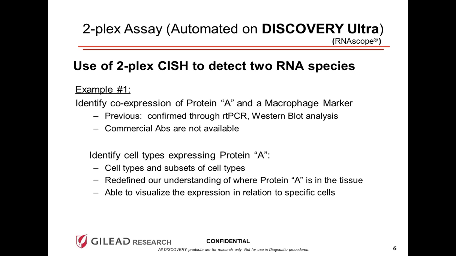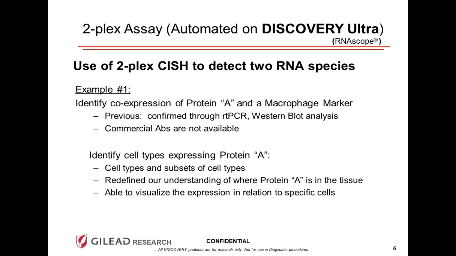We knew that protein A was expressed by macrophages. This was done through orthogonal methods, so it was confirmed through RT-PCR, Western blot analysis, but we were never able to visualize what subset of macrophage, if it was a subset or if it was all macrophages, if there were any that expressed protein A. We tried to find appropriate commercial antibodies for protein A, but we weren't able to find good reagents. And so we were desperate to understand where protein A was expressed.